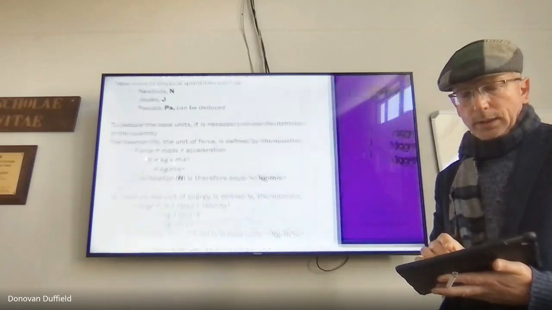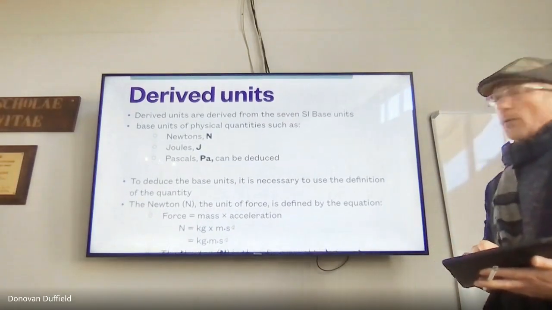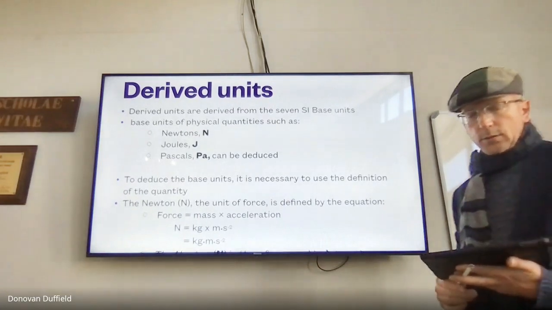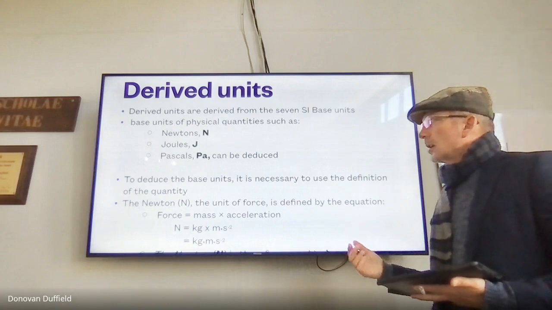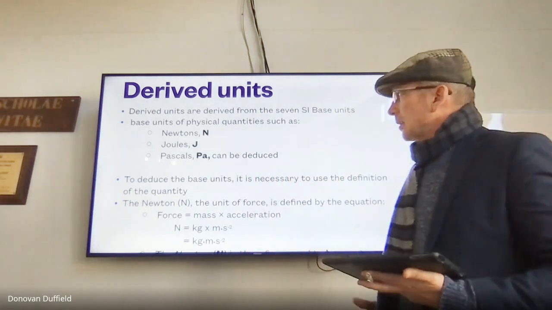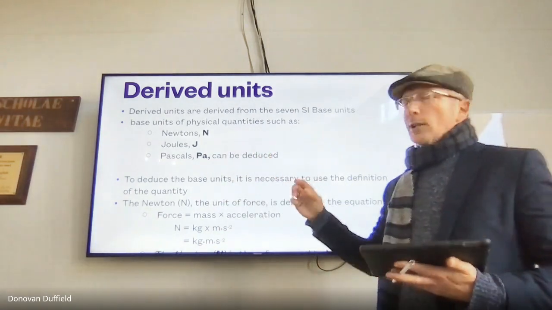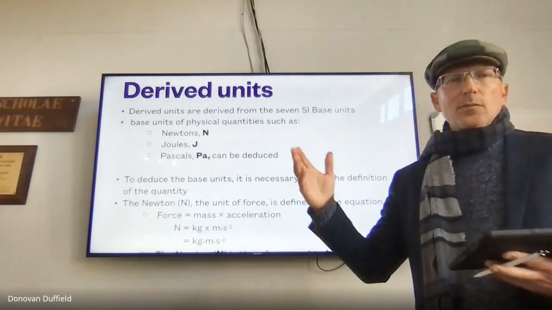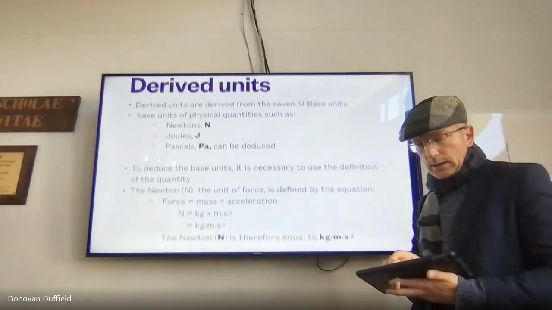So when we talk about derived units, these are the ones that are derived from the 7 base units. For instance, newtons, joules, pascals. Pascals is newtons per square meter. Joules is newton meters. Newtons is kilograms meters per second squared. We'll come back to this at a later stage.